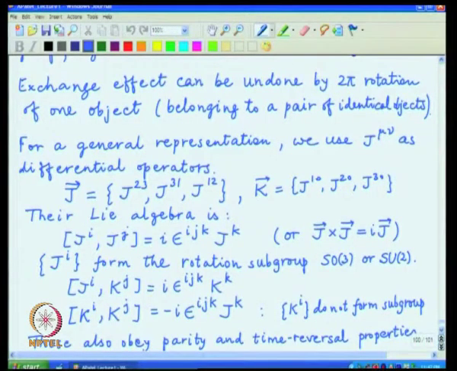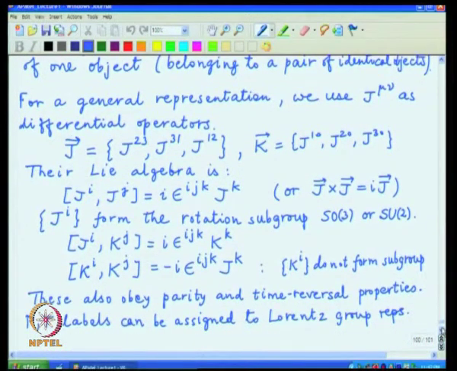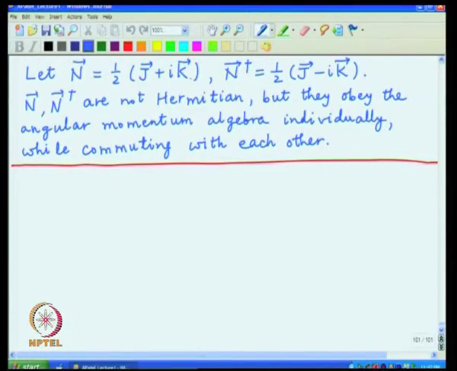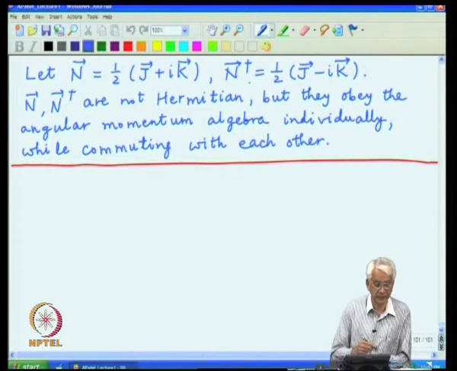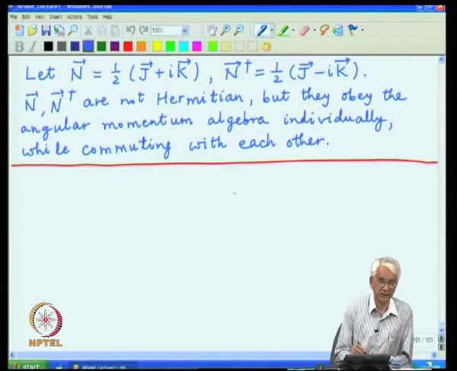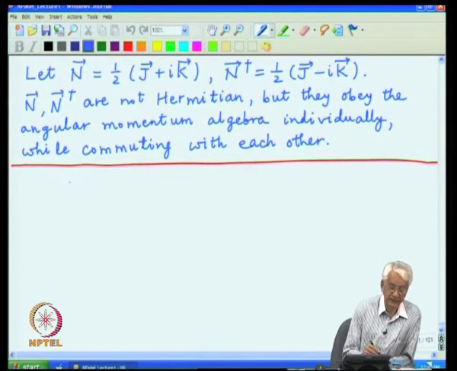At the end of the last lecture, I stated that the 6 generators of the homogeneous Lorentz group, 3 rotations and 3 boosts, can be combined into new operators which are essentially J plus or minus iK, and I call them N, such that the group factorizes, in the sense that N and N dagger are mutually commutative, and the two factors essentially obey SU(2), or the angular momentum algebra, by themselves. Now, this statement can be very easily proved.